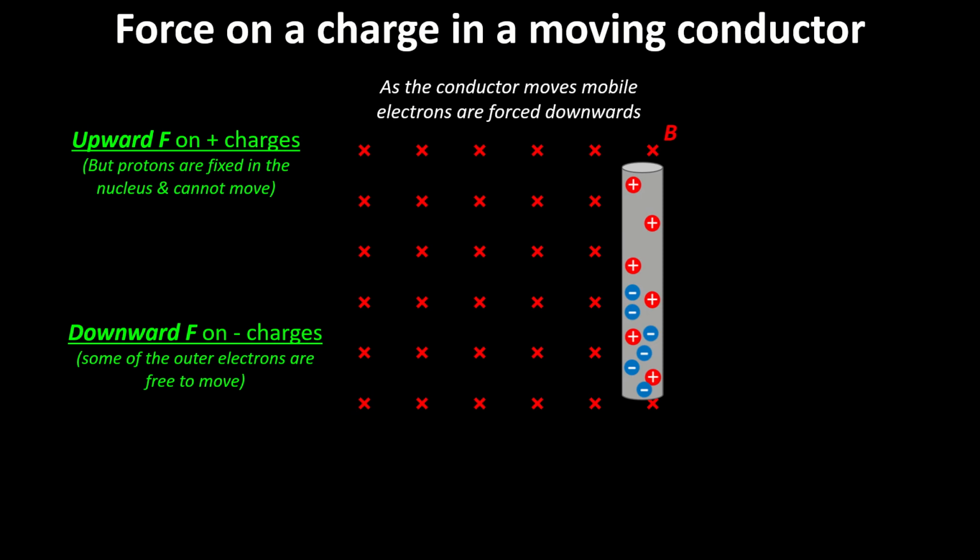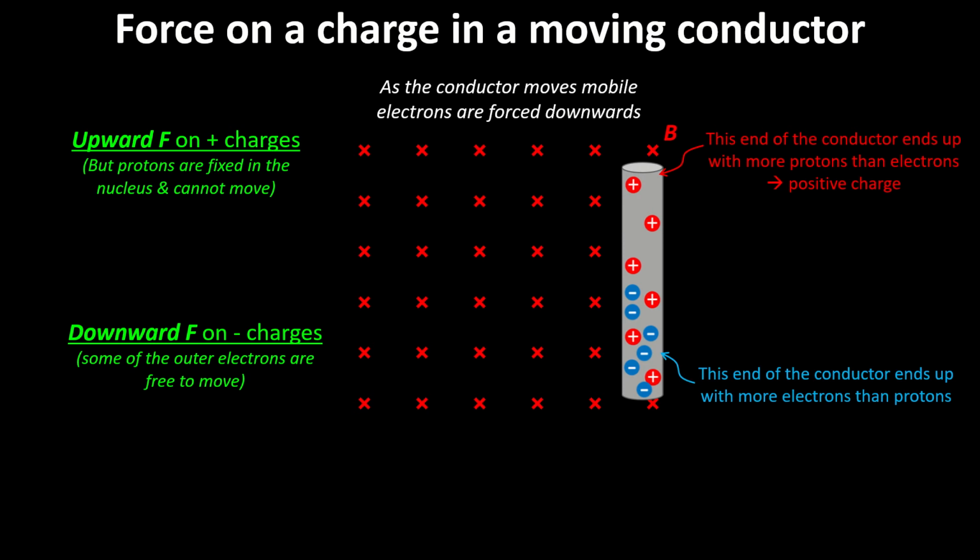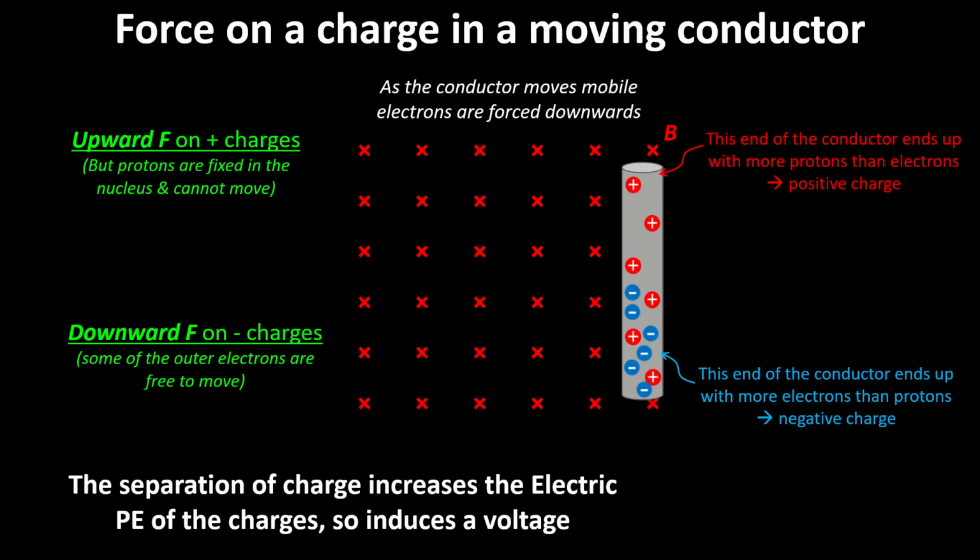In this case, the bottom, due to the orientation of the magnetic field and the direction that it's moving. So we end up with one end of the conductor, the top in this case, having more protons than electrons. There are still electrons there. I haven't drawn all of them. It's just some of the free electrons have moved down. But overall, it will end up with a positive charge. We'll have more protons than electrons. And the other end has more electrons than protons, so we'll end up with a negative charge. Now, what we call that is a separation of charge.